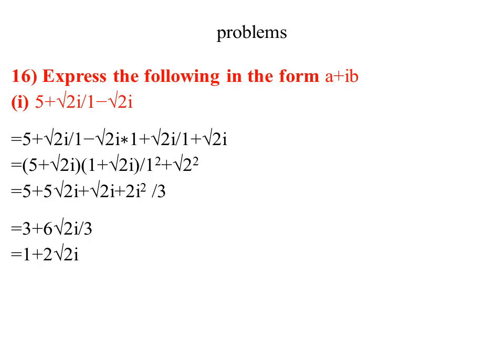After this, (5 plus root 2i) into (1 plus root 2i) by 1 square plus root 2 whole square, that is equal to 5 plus 5 root 2i plus root 2i plus 2i square by 3, that is equal to 3 plus 6 root 2i by 3. The final answer is 1 plus 2 root 2i.